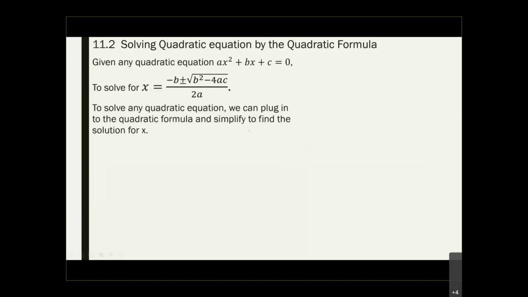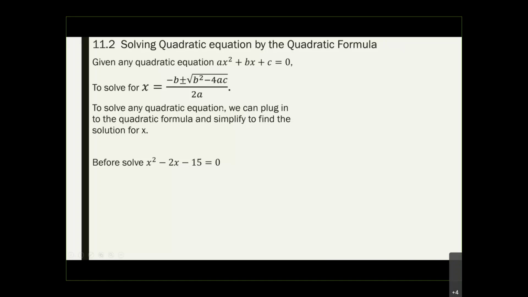So what I told you is, to solve with the quadratic formula, the first thing you need to do is identify your A, your B, and your C. Once you identify them, all you need to do is plug into the formula and solve for x. This is what we had before, with x squared minus 2x minus 15 equal to 0.